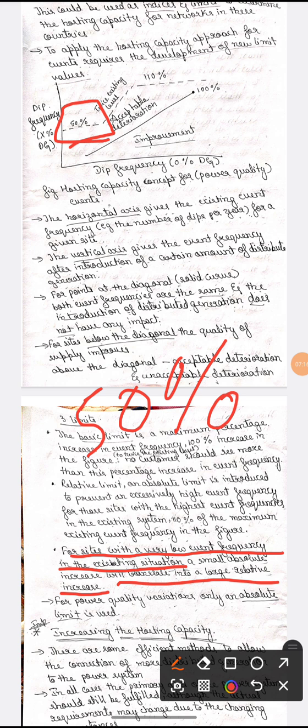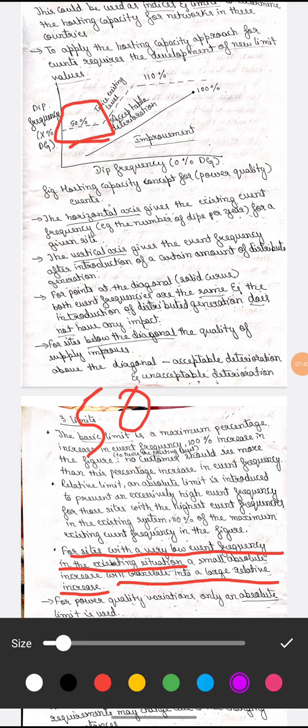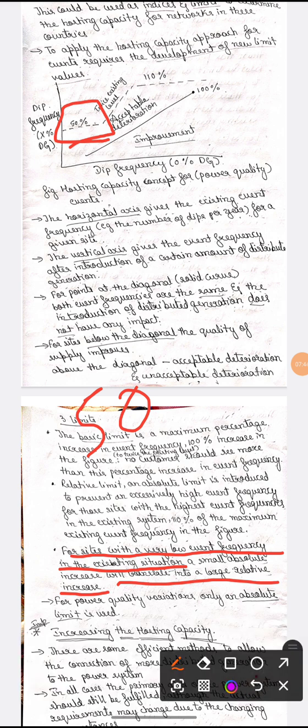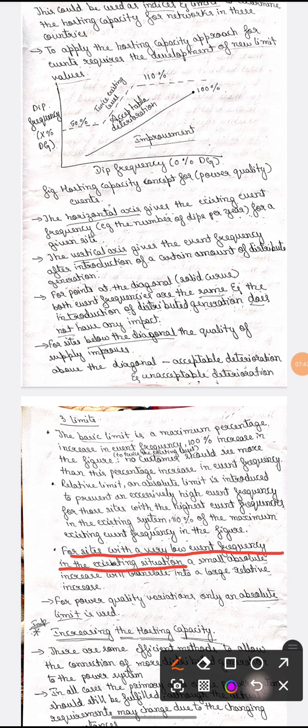For sites with very low event frequency in the existing situation, a small absolute increase will translate into a large relative increase. So the example used in this figure is half of the highest event frequency of the existing site. So that is about the hosting capacity approach for events, right? Next, for power quality variations, only an absolute limit is used.